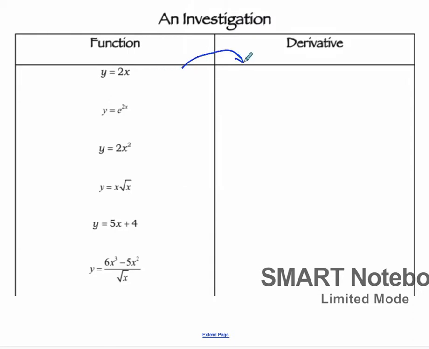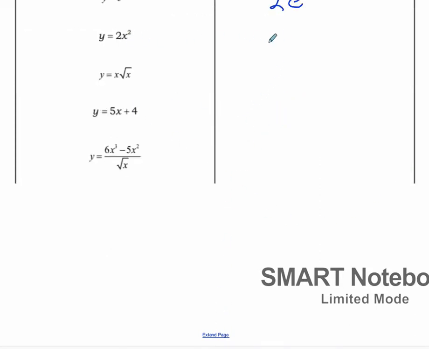So if I get the derivative of 2x, just a constant times x is just going to be the constant, so like 2. The derivative of e to the 2x is going to be 2 times e to the 2x, okay, because you've got the chain rule, you've got to multiply by 2. Here you're going to use the power rule, and you're going to get 2 times 2 is 4x. Okay, that 2 gets multiplied by this 2, and the exponent reduces by 1.